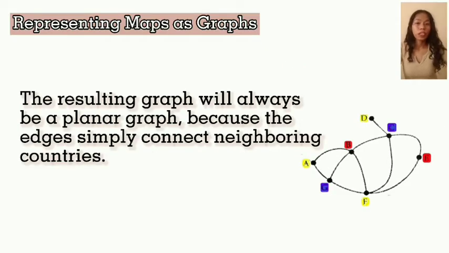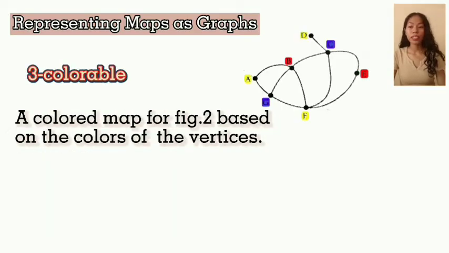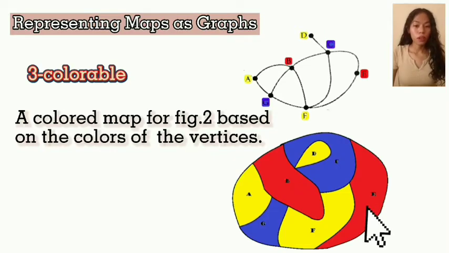If we erase the boundaries of the countries, we are left with this graph. The resulting graph will always be a planar graph because the edges simply connect the neighboring countries. As you can see, the graph is three-colorable: yellow, blue, and red. Note that no two adjacent vertices have the same color. This colored map here is based on the colors of the vertices of the graph.